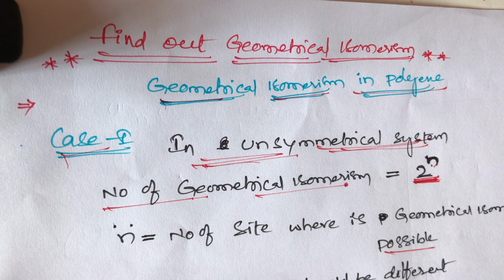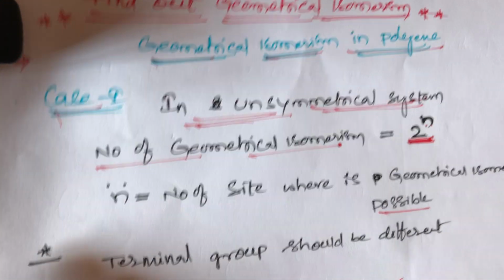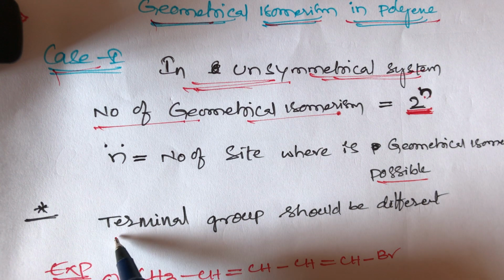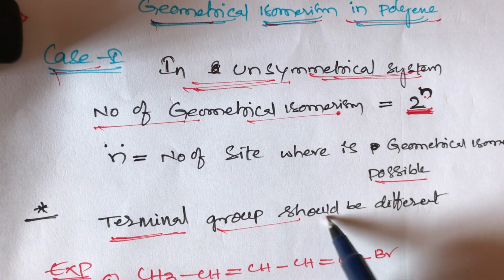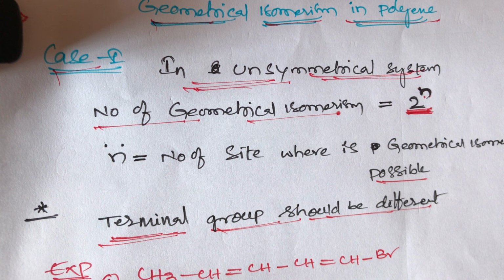What is the other condition here? An unsymmetrical compound should contain terminal groups that are different. Another simple trick, students: terminal groups, the end groups, should be different. These are the simple tricks for finding geometrical isomerism in unsymmetrical compounds.